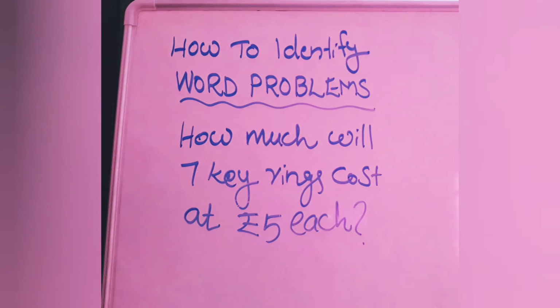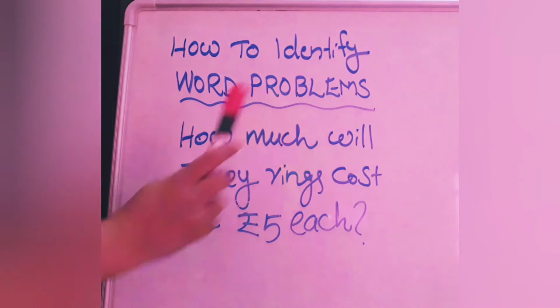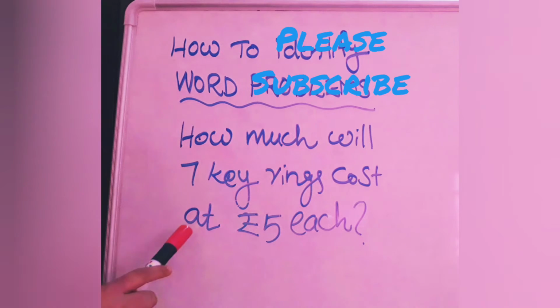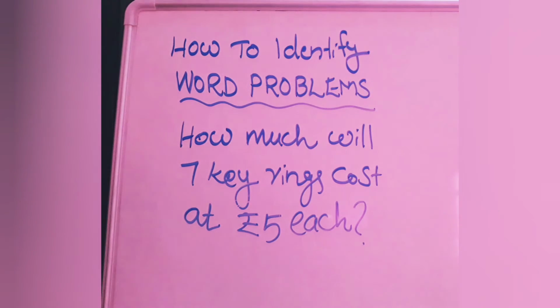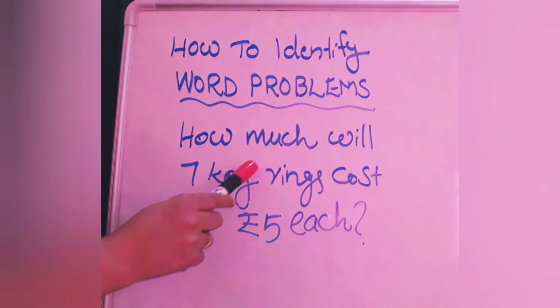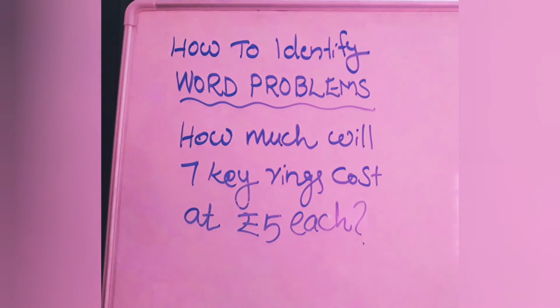Always read the question. When you get a word problem, read the question many times and understand which operation will come. How much will 7 key rings cost at 5 rupees each? 1 key ring costs 5 rupees. So 7 key rings cost how much? The value of 1 is given. The many we have to find out. The value or the amount of 1 is given, the many we have to find out. That is multiplication.